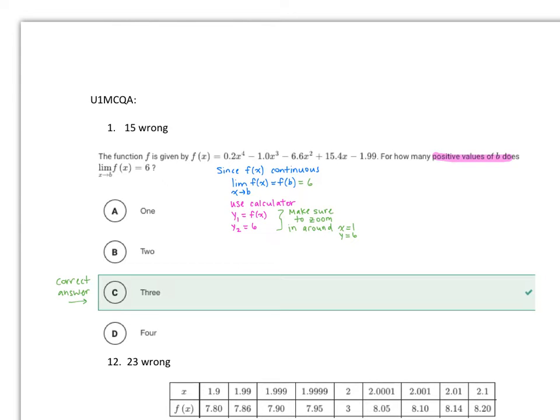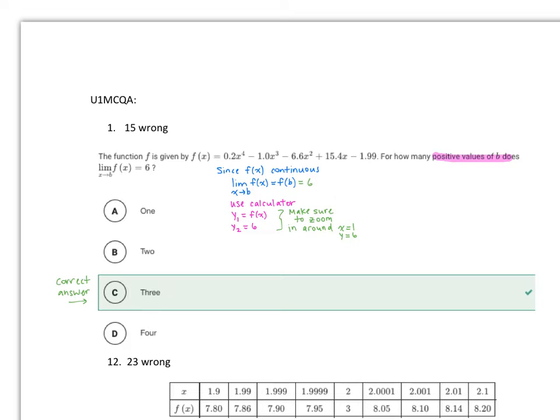Okay, so we're going to go over the Unit 1 multiple choice questions for Part A. I'm going to go over the most missed. Next to each question shows how many students got this wrong. All right, so number 1, 15 of you got it wrong, so let's take a look.